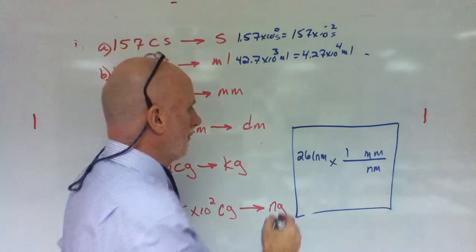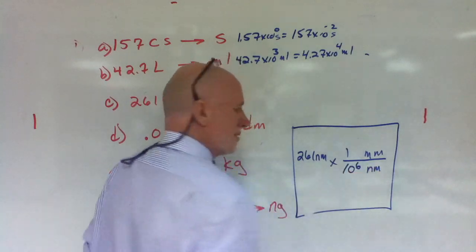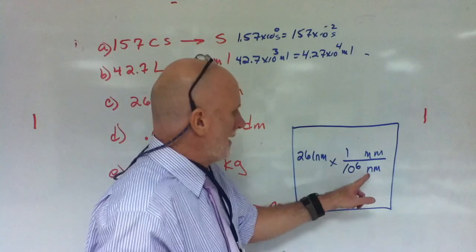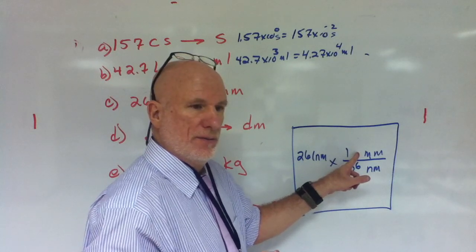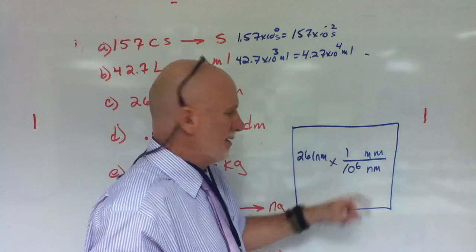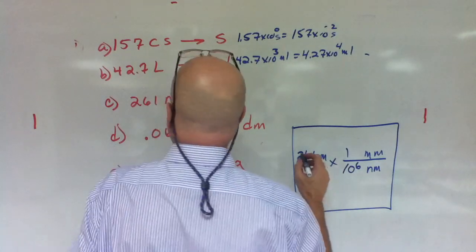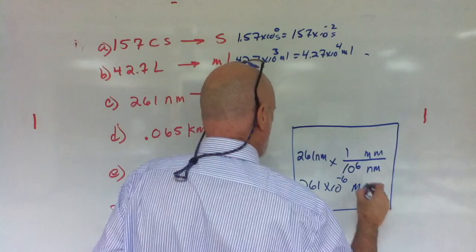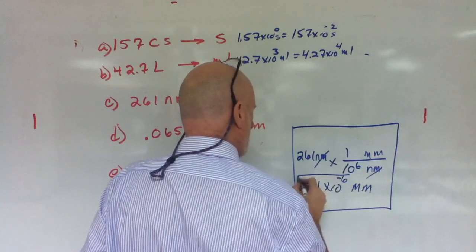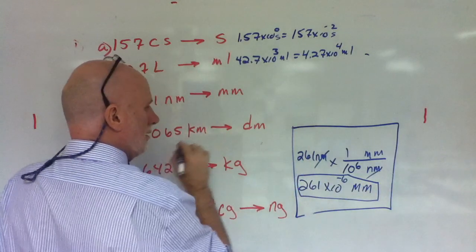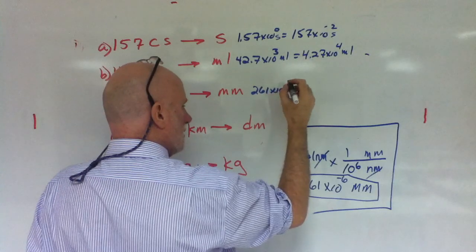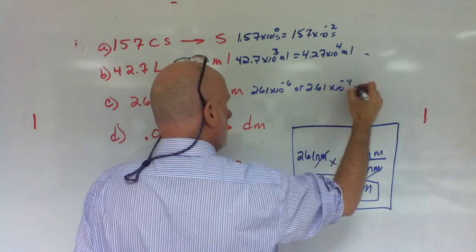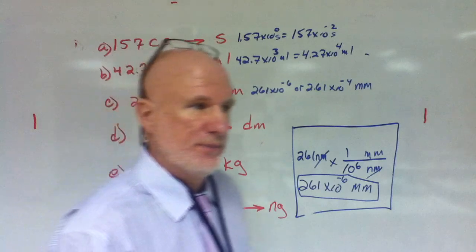10 to the what? Positive 6. In other words, I want to know how many nanometers there are in the larger unit. Clear? That's 10 to the 6th. So the answer would be 261 times 10 to the negative 6, or 2.61 times 10 to the negative 4 millimeters. Is that right? You with me?